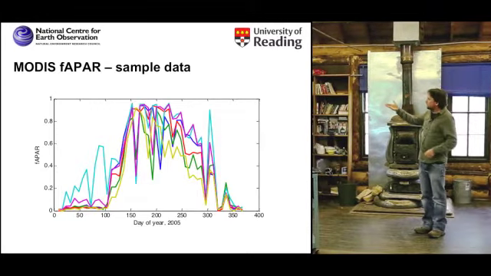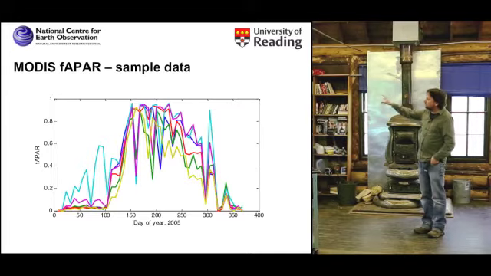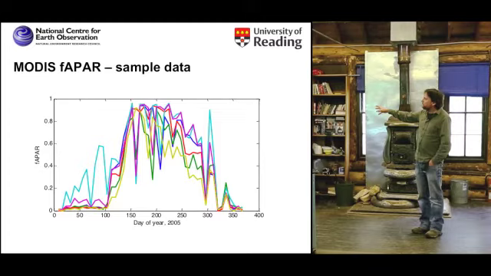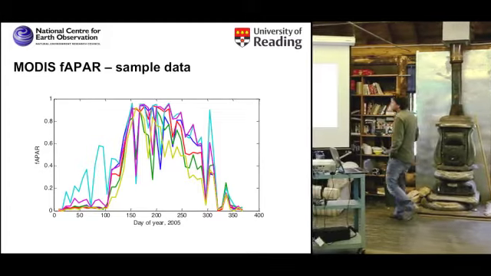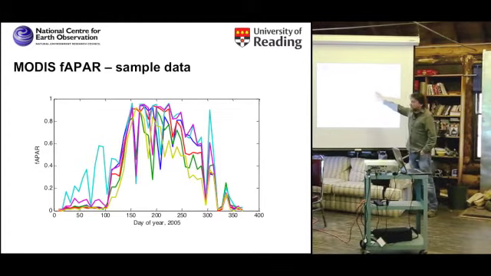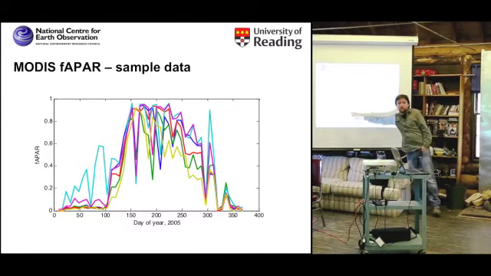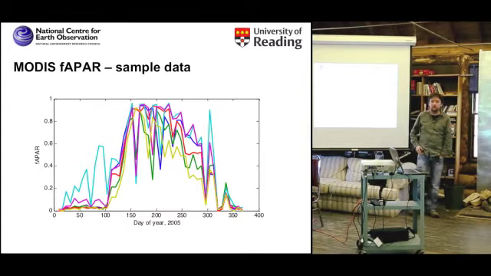And the corresponding FAPAR data looks like that. So slightly better when we've got a full canopy, but worse when we've got a low canopy because it's more sensitive to those errors.